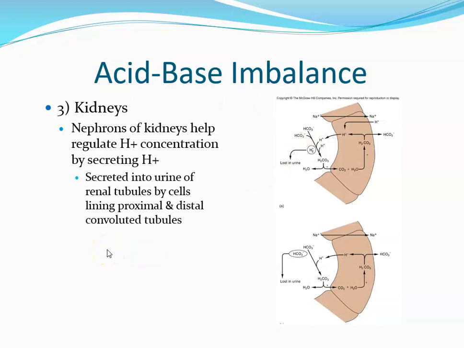So the nephrons of the kidneys help to regulate hydrogen ion concentrations of body fluids by actually secreting hydrogen ions. These hydrogen ions, as we can see here, are secreted into the urine of the renal tubules by the epithelial cells that line the proximal and distal convoluted tubules, as well as the collecting ducts of the kidney.